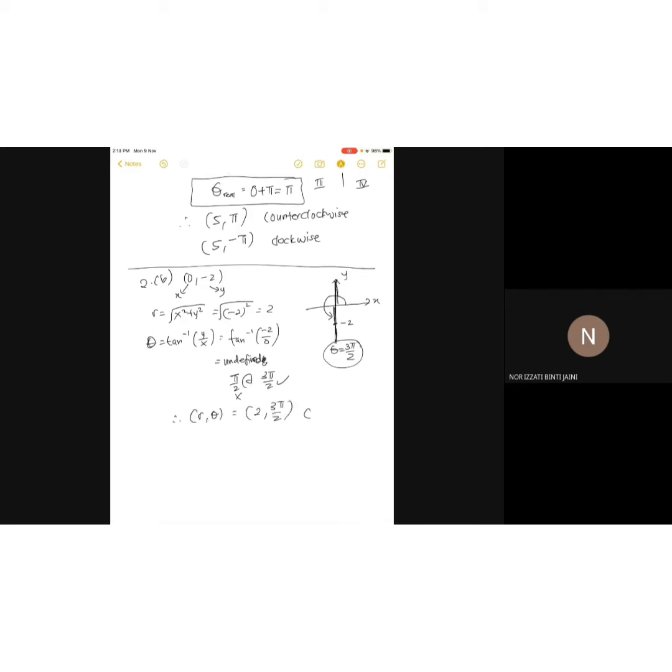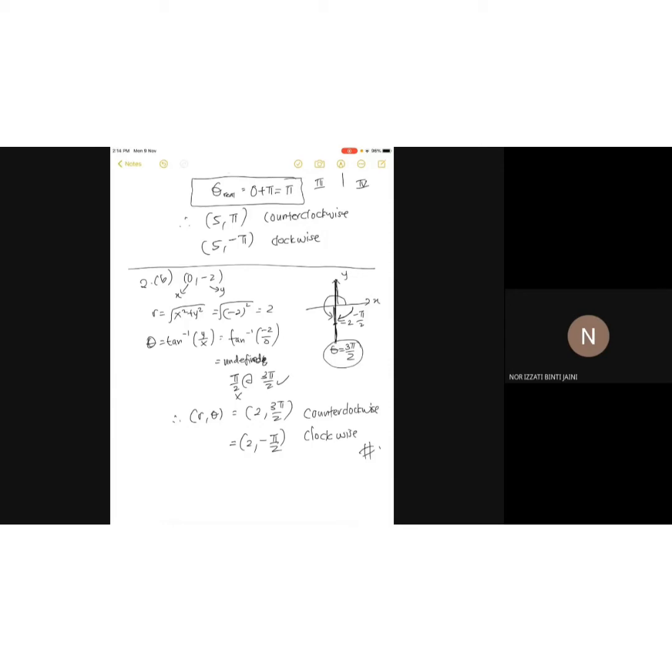This is the counterclockwise. So the clockwise yang ini, which is negative pi over 2. Clockwise. Faham?